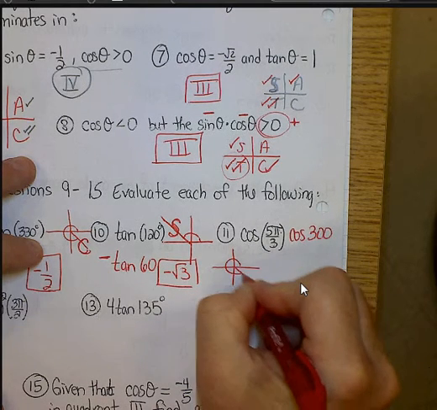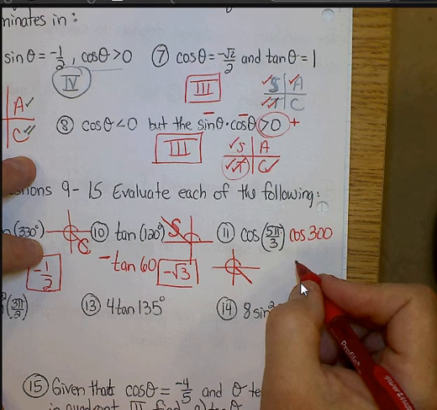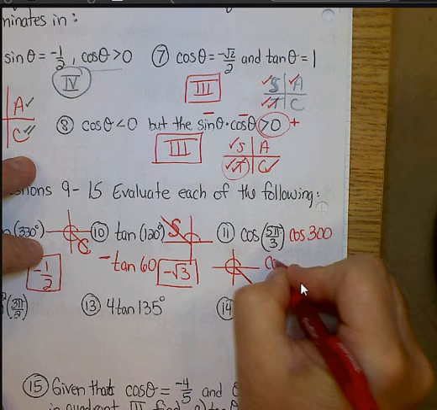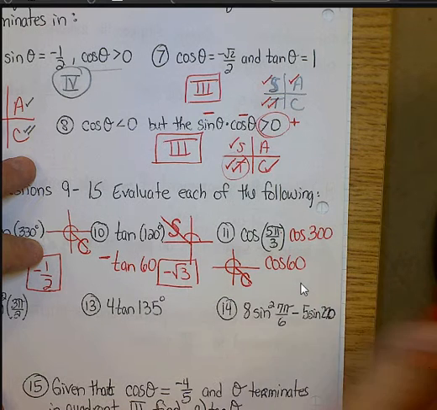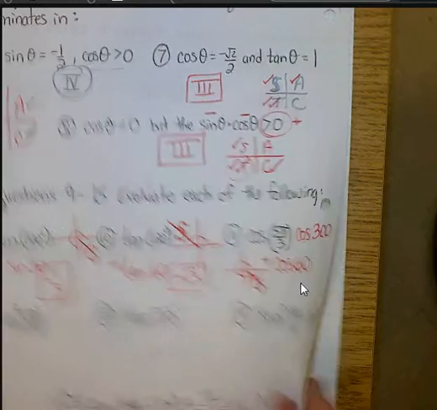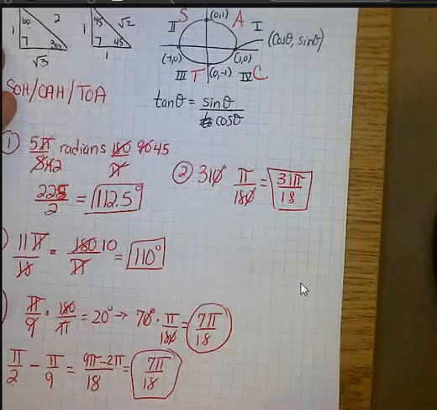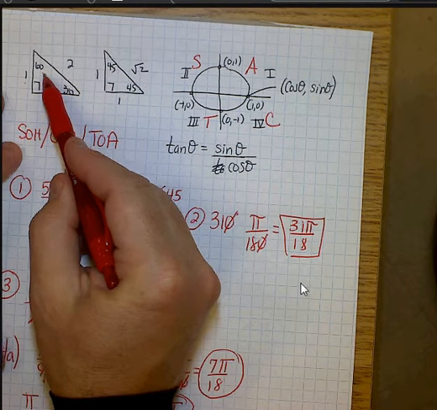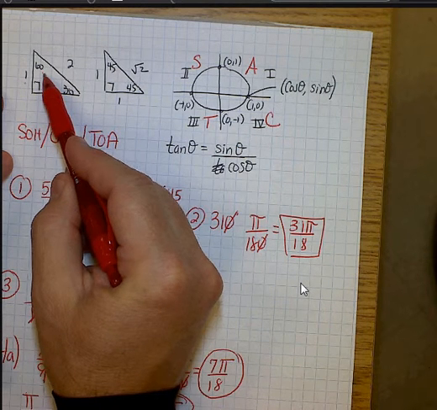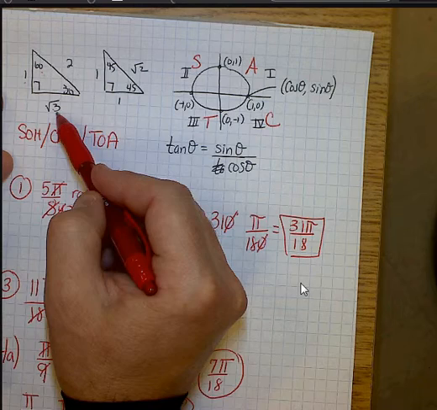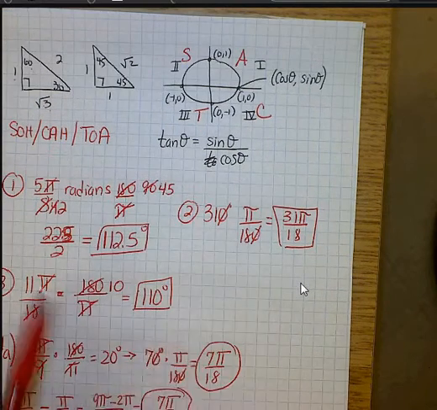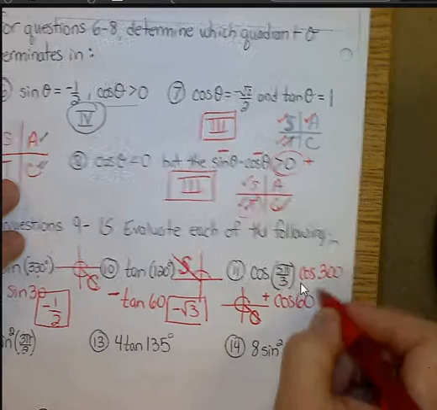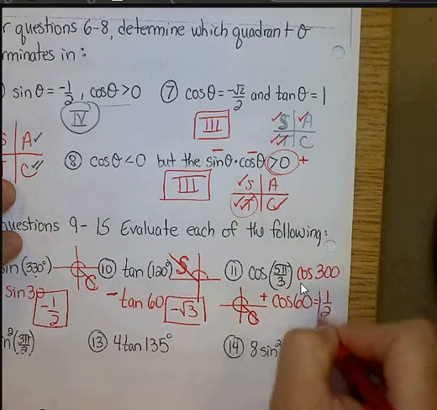That puts me in quadrant 4. How far from the x-axis? 60 degrees. So this is cosine of 60. What's the cosine in quadrant 4? Positive. That's the quadrant where the cosine's positive. So once I have that all changed with its sign, now I go to the cosine of 60. So here I am. What does the cosine mean? Adjacent over hypotenuse, so we're going to be dealing with a positive 1/2.